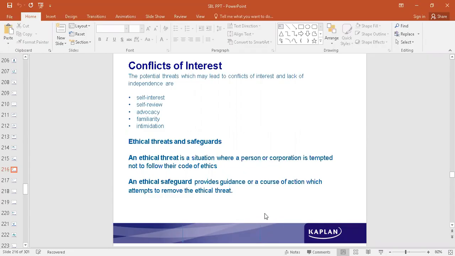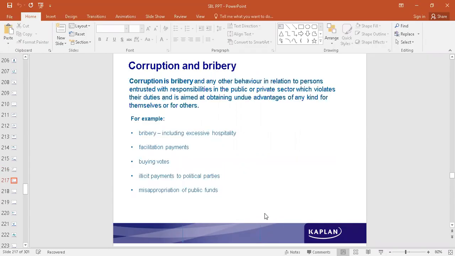And if it doesn't get resolved within the organization, only then are they allowed to approach the tribunals or the court of law. Then corruption and bribery are prohibited. It should not be offered to anyone so that they can get some undue advantage out of that payment.